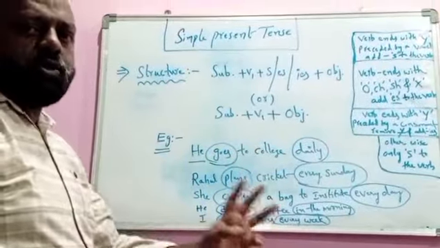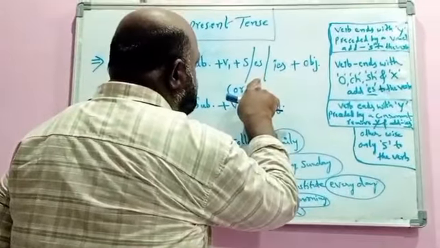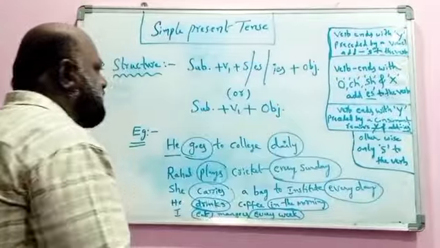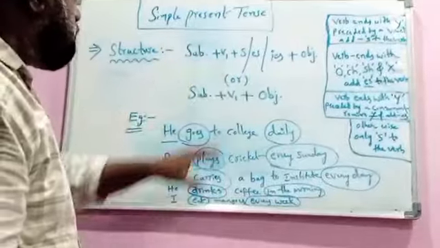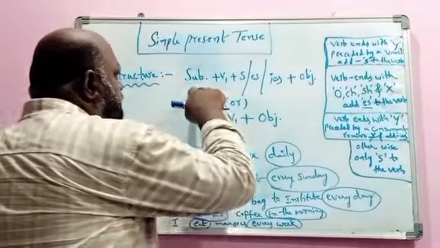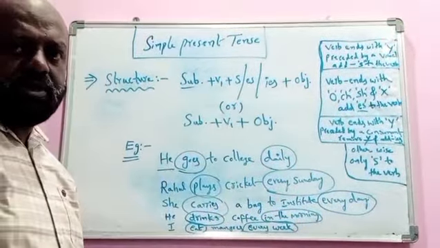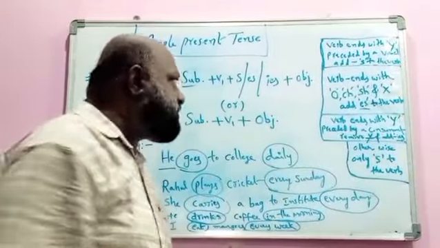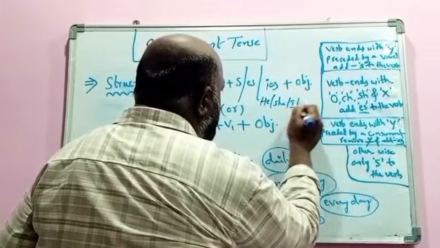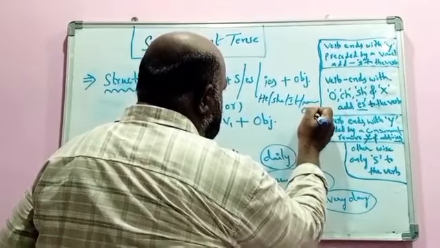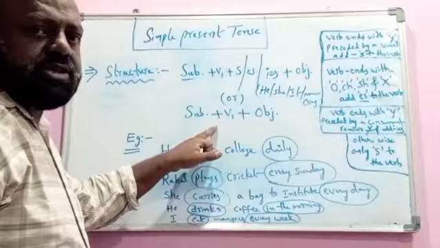Here, for simple tense, you have two structures. What is the first structure? Subject plus V1 plus S/ES/IES plus object. Then the second structure: subject plus V1 plus object. We can use the first structure when the subject is in third person singular number, that is, when the subject is he, she, it, or a noun in singular. Otherwise, we have to use the second structure.